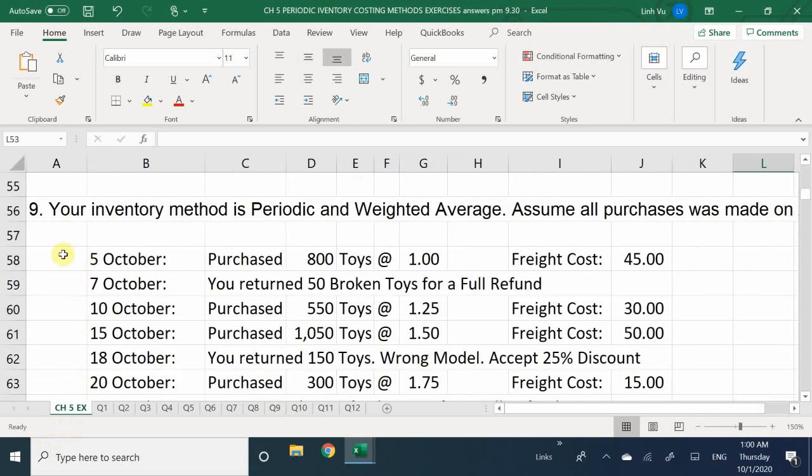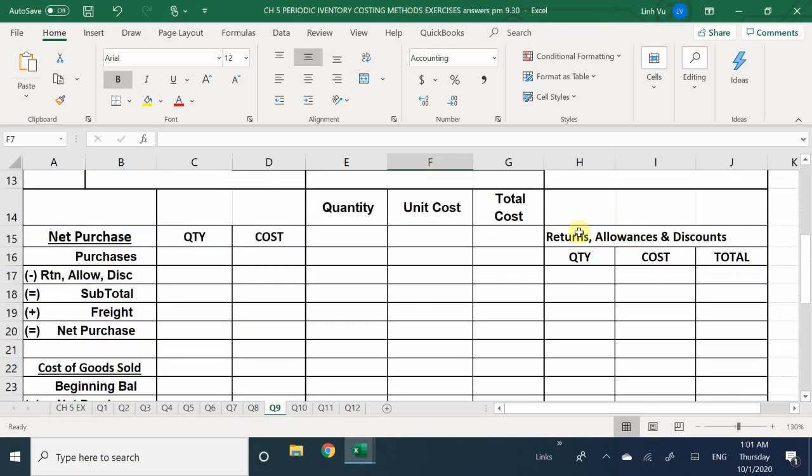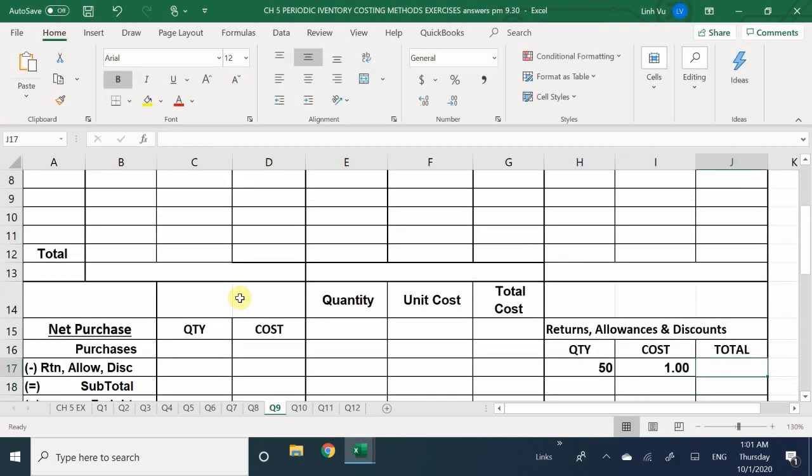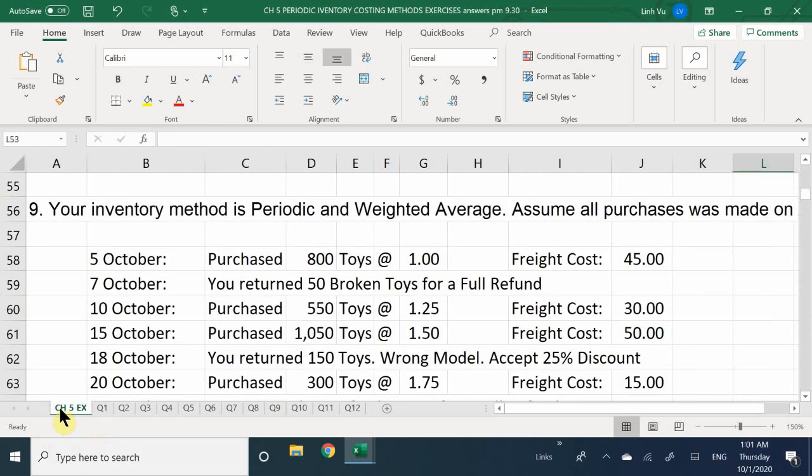Then on October 7, you returned a total of 50 broken toys for a full refund. So we returned 50 broken toys for a full refund. We're going to go down to the bottom here. We returned 50, and knowing that each toy was $1 each, it is going to be a grand total of $50.